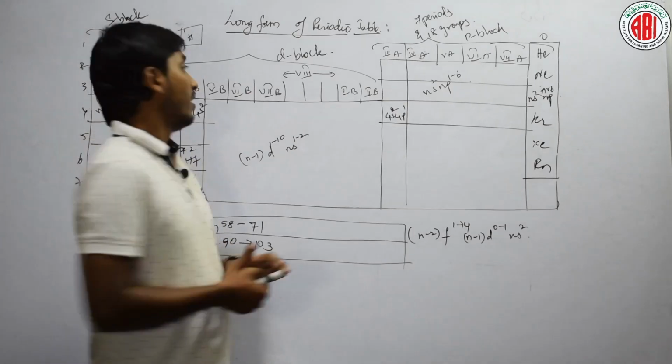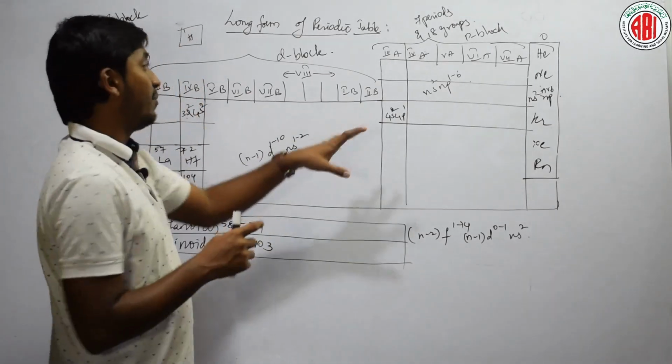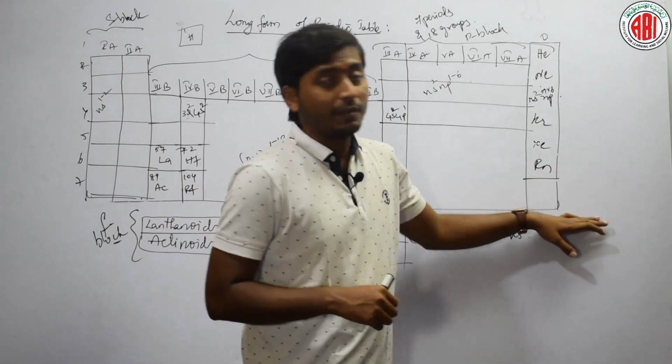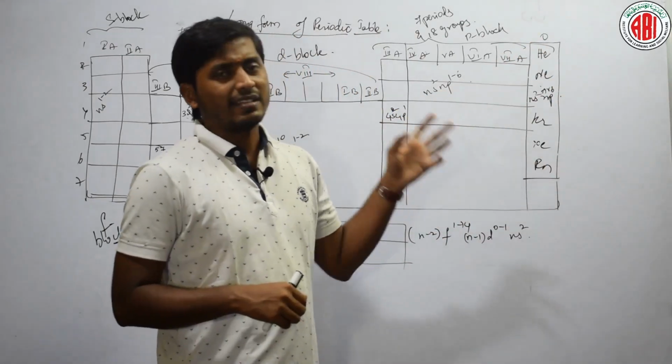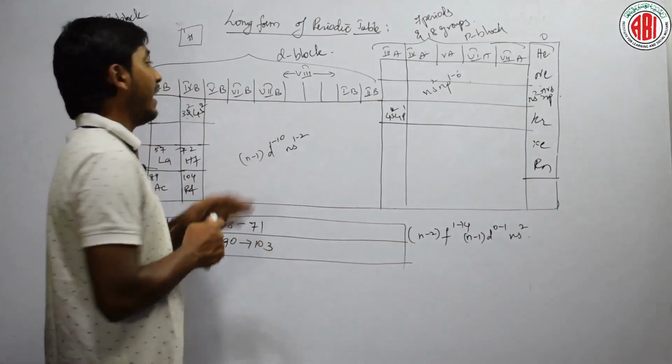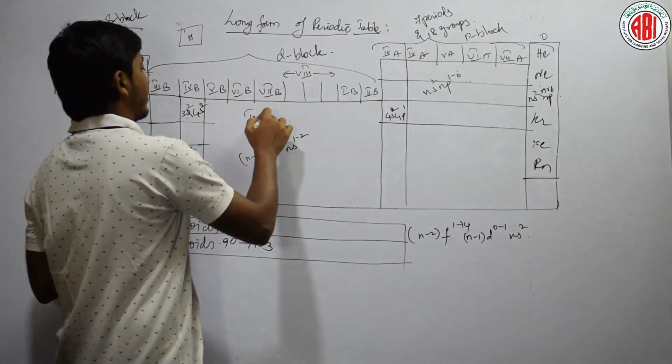Clear? Fine. Once again, let me tell you, s and p block elements are called representative elements, and the 0th group elements are called noble gases or inert gases, whereas the d block elements are called inner transition elements.